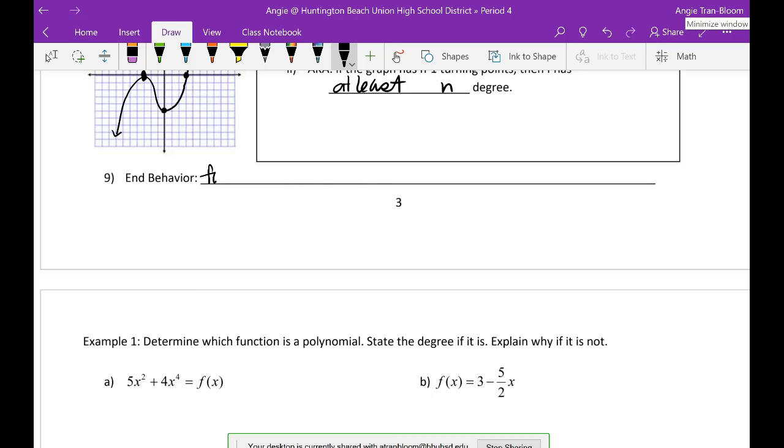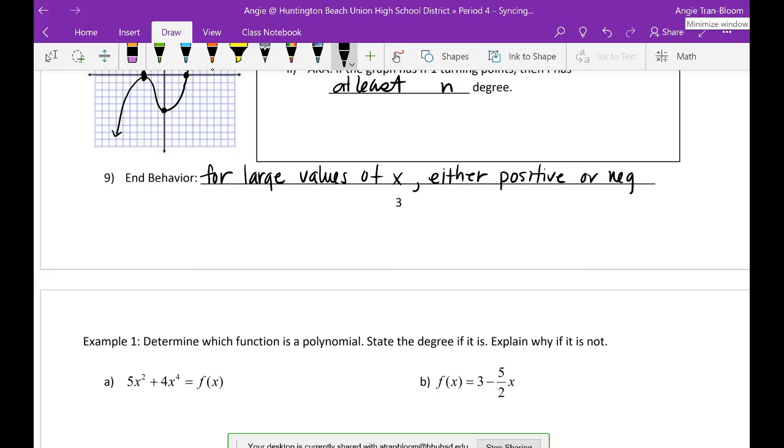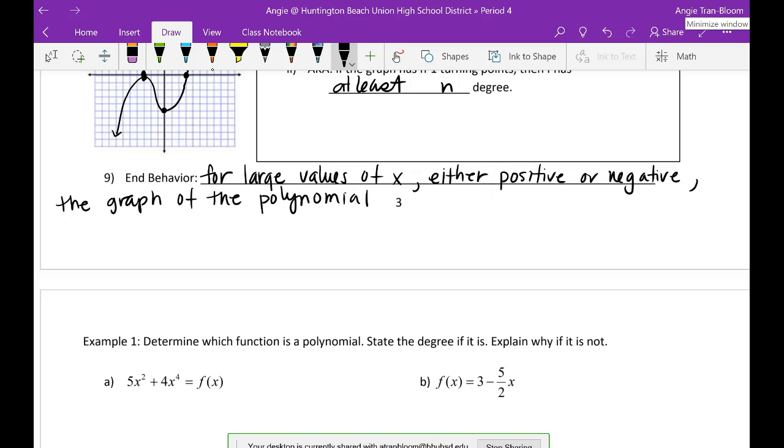End behavior for large values of x. You can have negative 1 million for x, either positive or negative. It doesn't matter what you pick. Okay. The graph of a polynomial function.